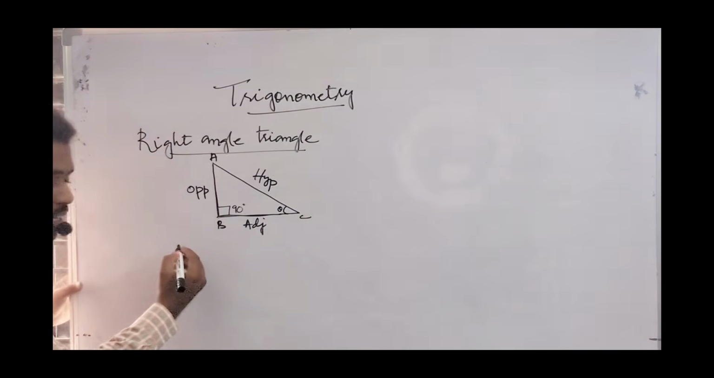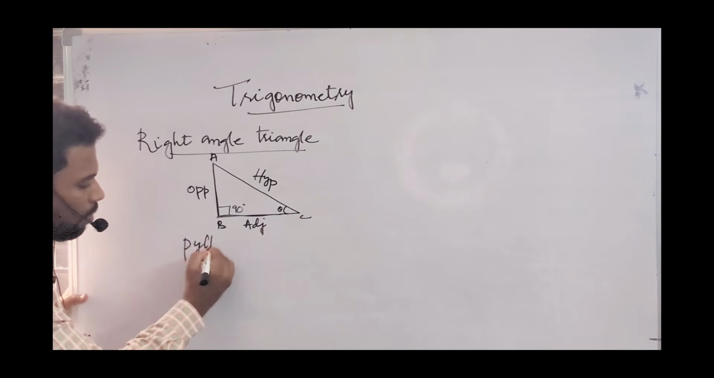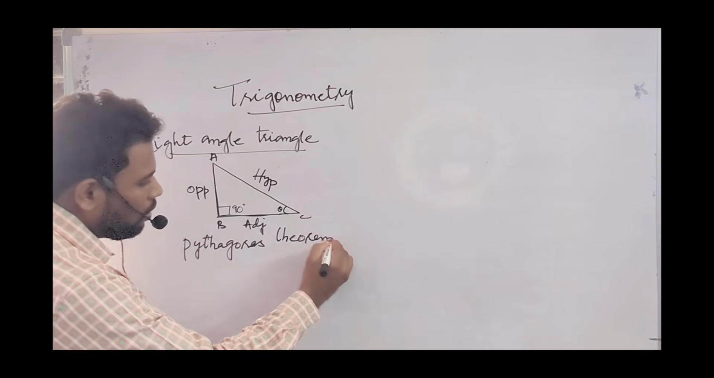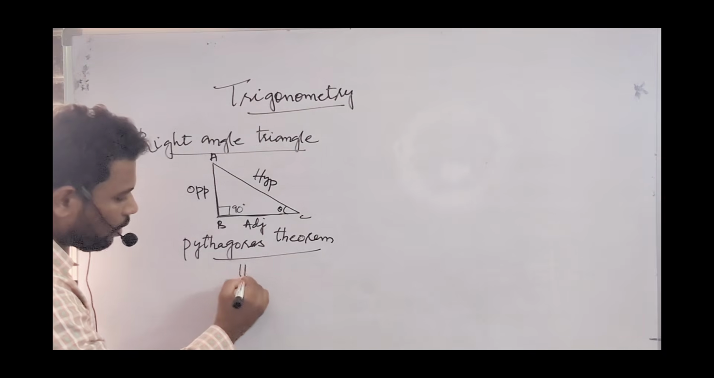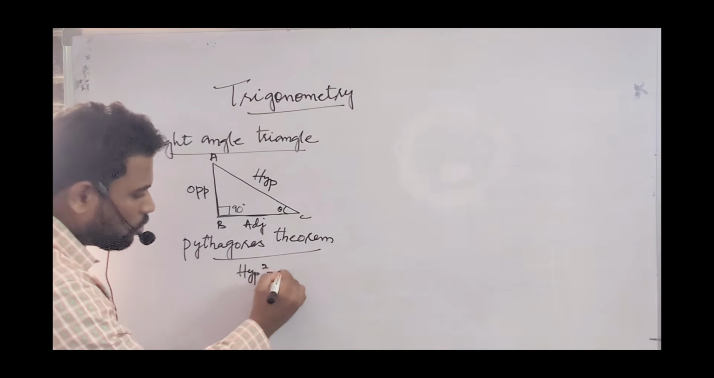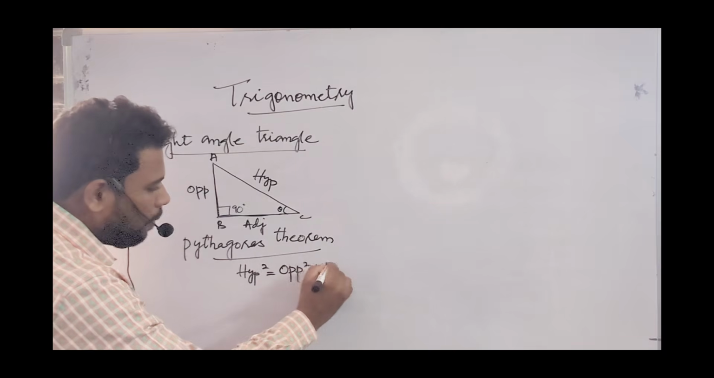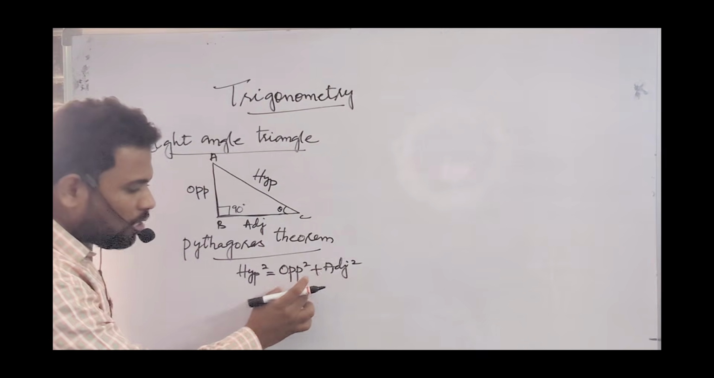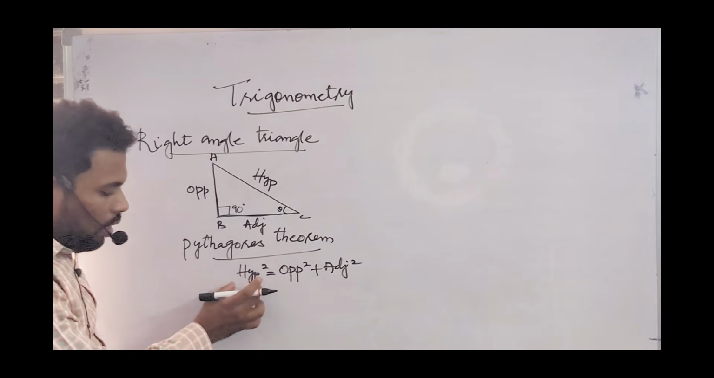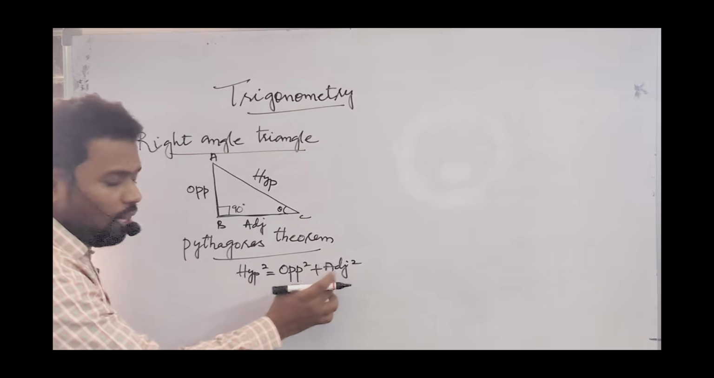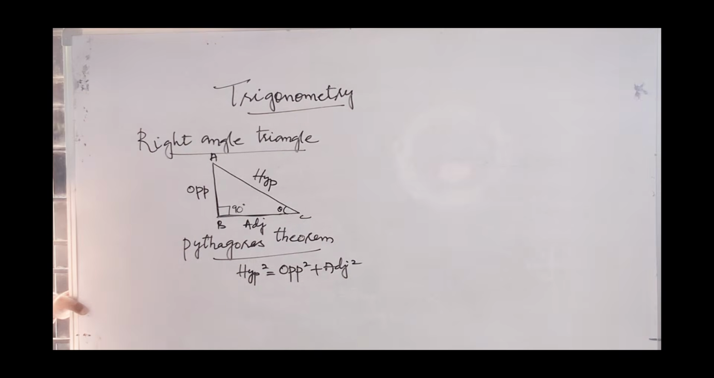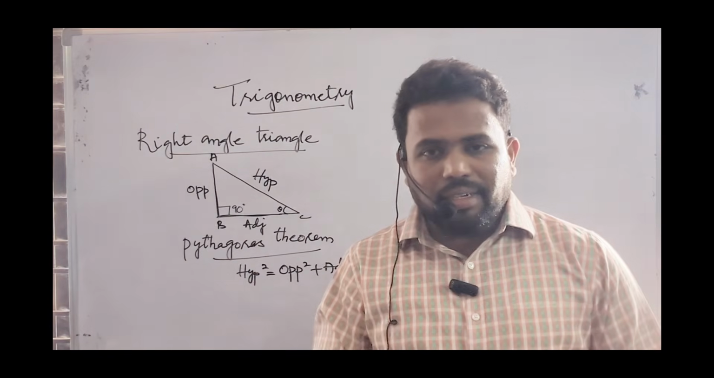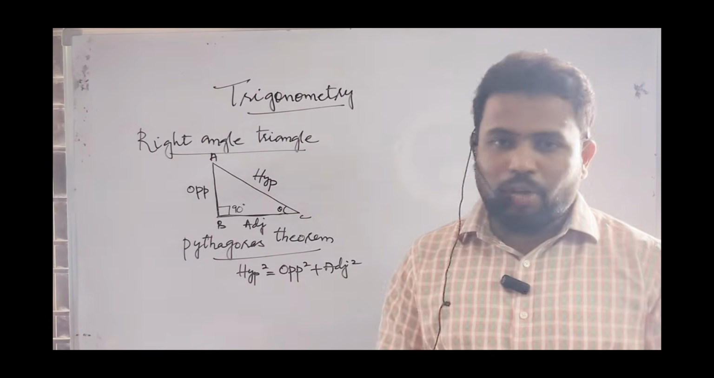Now I'm going to write it here. Pythagoras theorem: hypotenuse square equals opposite square plus adjacent square. In the sense, hypotenuse square equals the sum of the opposite and adjacent squares. This is known as the Pythagoras theorem, and it is really very important in many questions of trigonometry.